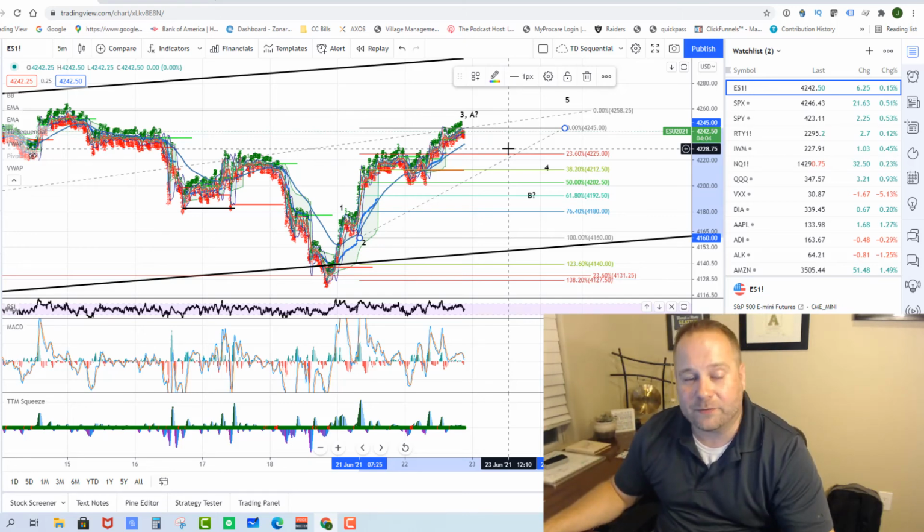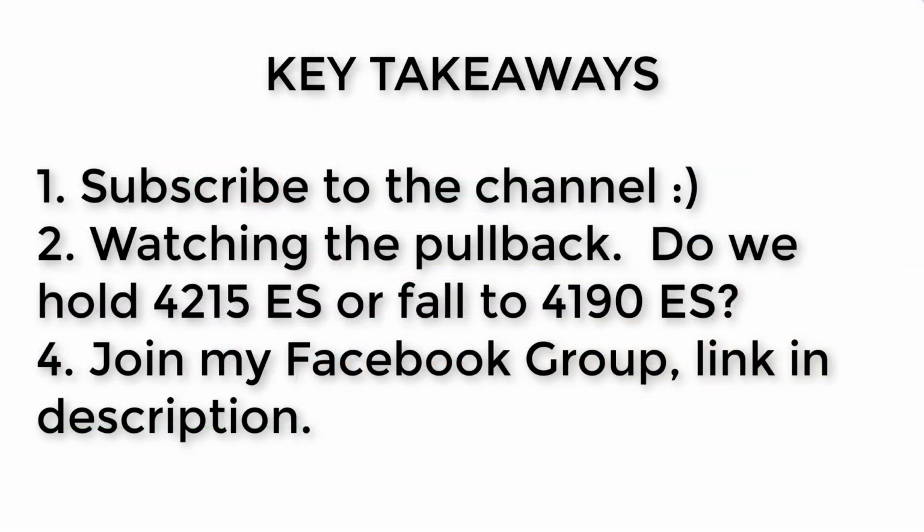Okay, guys, key takeaways for today are very cut and dry. We're watching for a pullback, probably tomorrow. It should top and start pulling back tomorrow. And then we're watching 42.15 on the ES.